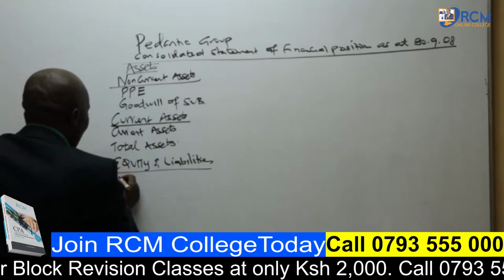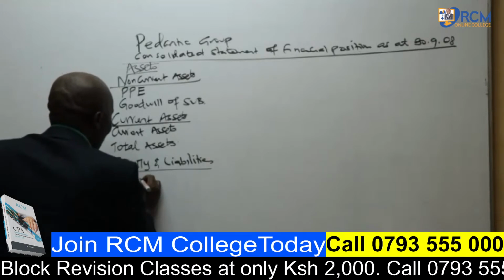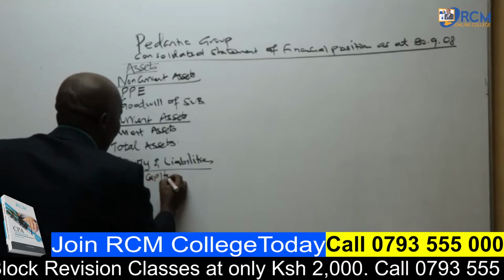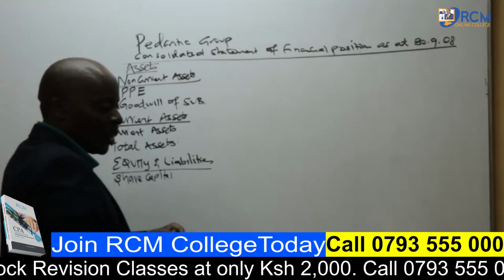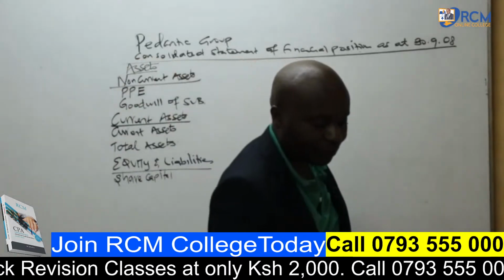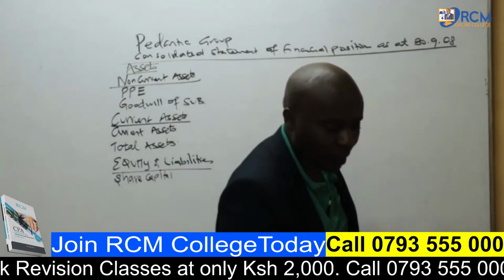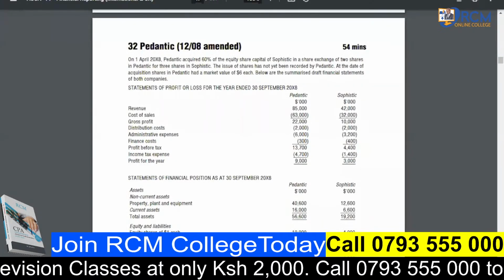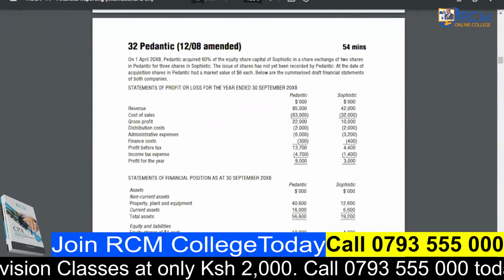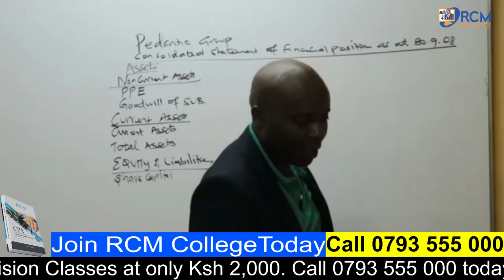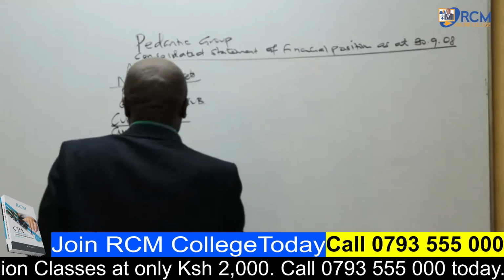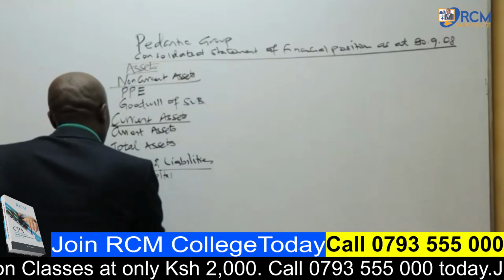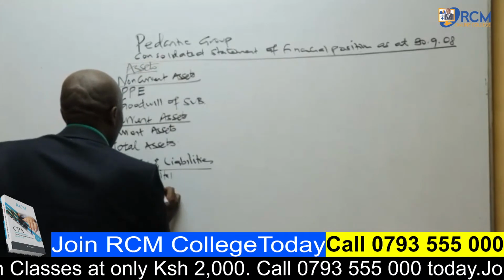Under equity, we have share capital. You don't guess, remember. You are picking everything the way it has been given to us by the examiner. So we have the share capital here under equity. I can see retained earnings.